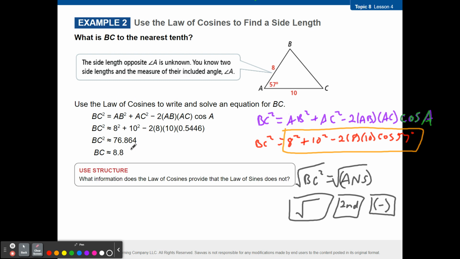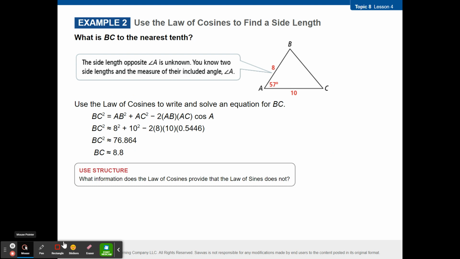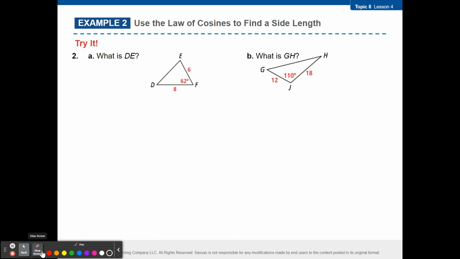Okay. All right, let's move on to the you try it. Is anybody still working on it? I just want to make sure. Okay. All right, let's move on to the you try it, where everything's blank. We are on our own now.